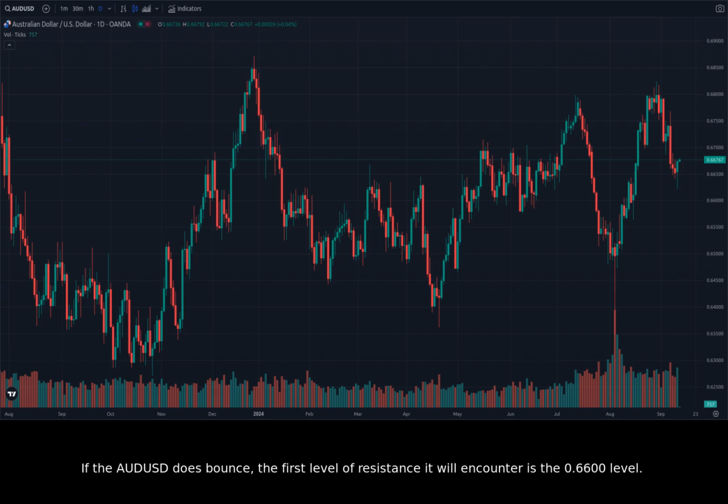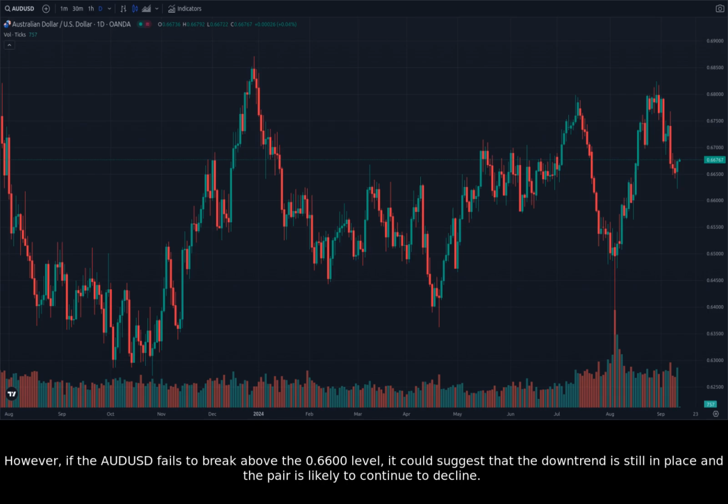If the AUDUSD does bounce, the first level of resistance it will encounter is the 0.6600 level. This level has been a significant support level in the past and could be a strong test for the bulls. If the AUDUSD can break above the 0.6600 level, it could signal a shift in sentiment and a potential move higher. However, if the AUDUSD fails to break above the 0.6600 level, it could suggest that the downtrend is still in place and the pair is likely to continue to decline.